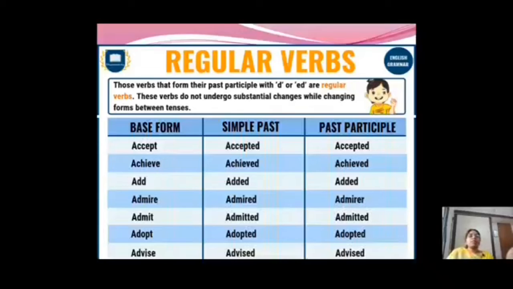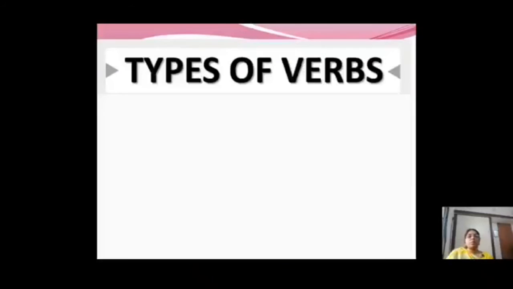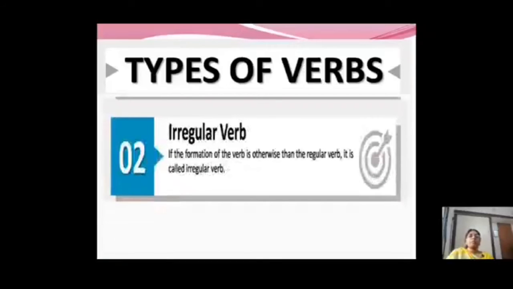So the basic form is accept. Past tense and past participle will be of the same form, right? Accepted and accepted. So these are called regular verbs. Next is, guess, irregular verb.